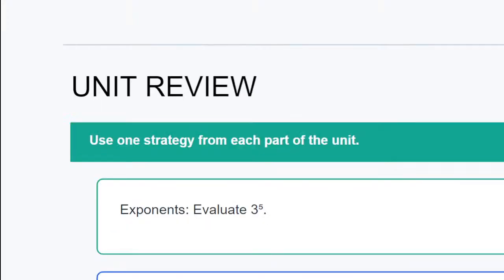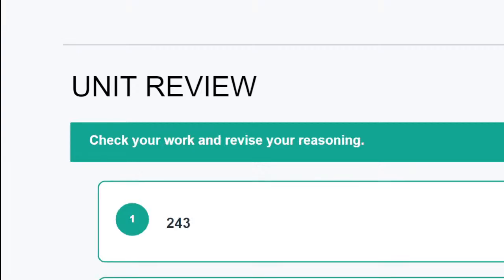This is the unit review. Use one strategy from each part of the unit. So solve each problem. These are the answers. Number 1 is 243. Number 2 is yes, 17 squared is 289. Number 3 is 10,000, 6,000. Number 4 is -7, -8, 24, -9. Number 5 is -3. Number 6 is 2 degrees Celsius.